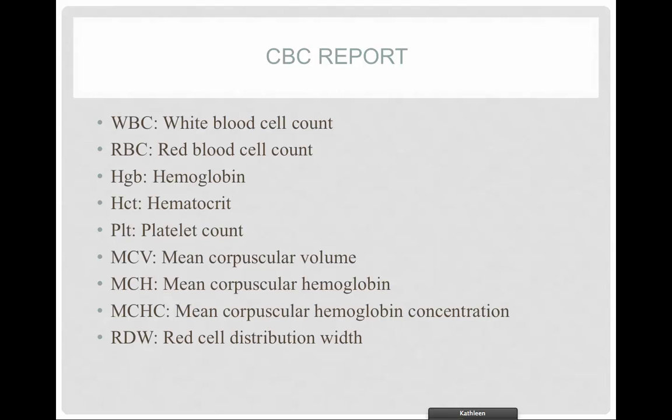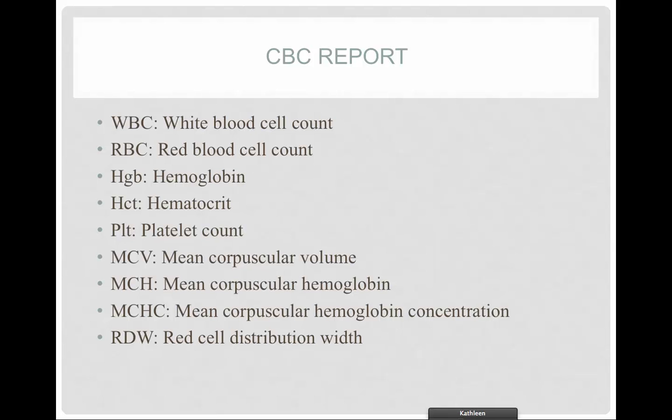On the CBC report, we look at the white blood cell count, which is a count of the actual number of white blood cells per volume of blood. Both increases and decreases in white blood cells can be significant. We also take a look at the red blood cell count, which is a count of the actual number of red blood cells per volume of blood. And again, both increases and decreases can point to abnormal conditions.